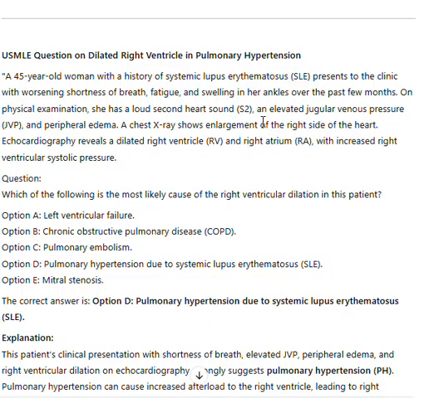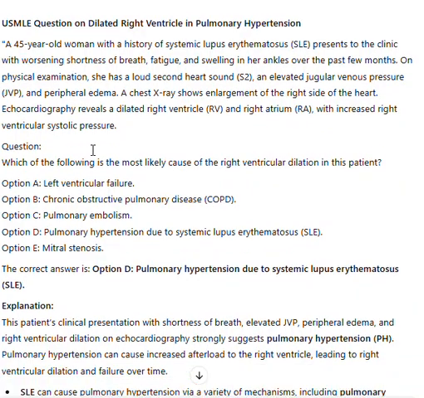Echocardiography reveals a dilated right ventricle, RV, and right atrium, RA, with increased right ventricular systolic pressure. Question: which of the following is the most likely cause of the right ventricular dilation in this patient?